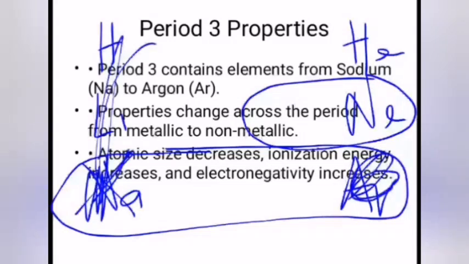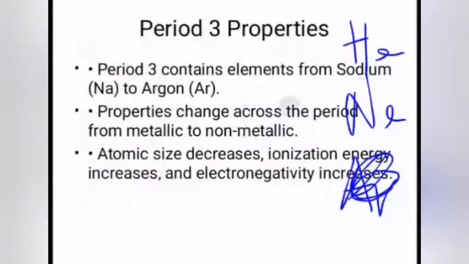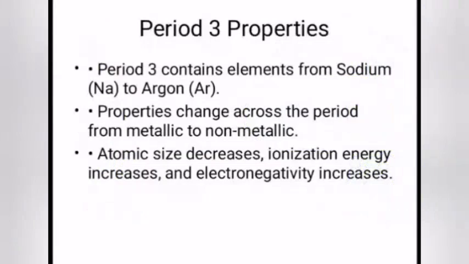Metals are always on the left, non-metals on the right. It's important to know all these things I'm mentioning now, because they would help you to tell which elements are metals and which elements are non-metals. So typically, group 1 and group 2 are always metals, except hydrogen.